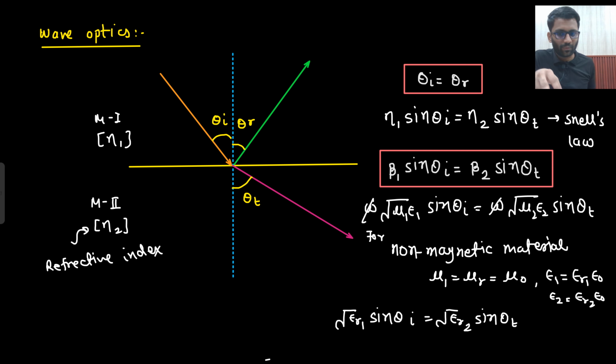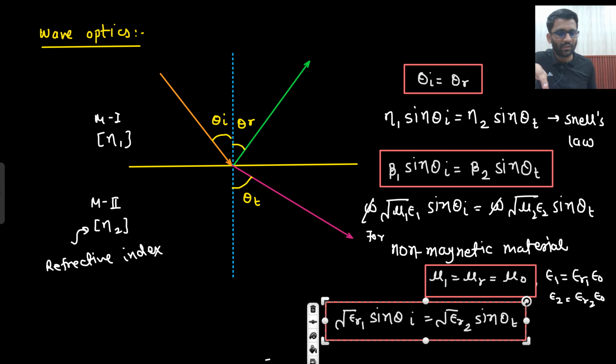In some textbooks this formula would be written, but it comes after the condition that if this is true, then this formula would be true. So better remember these two formulas only. This you can derive directly. If non-magnetic material is mentioned, then you can directly apply this formula. But why should we remember it?